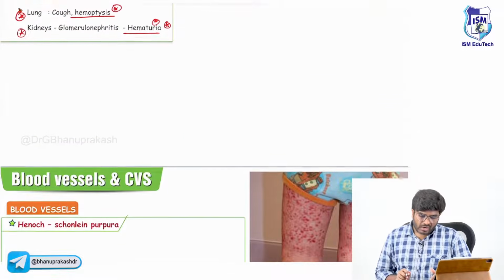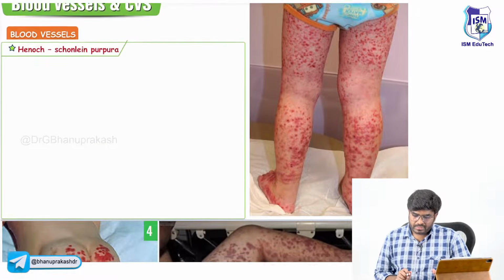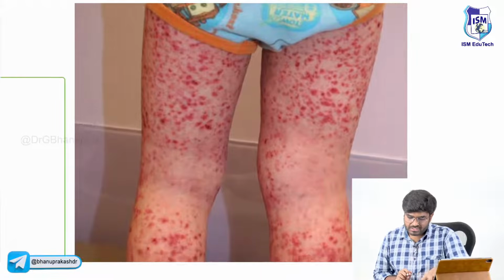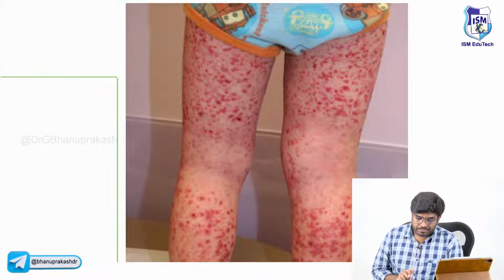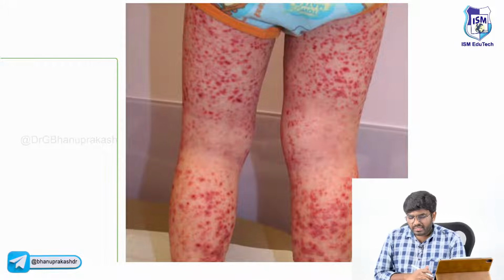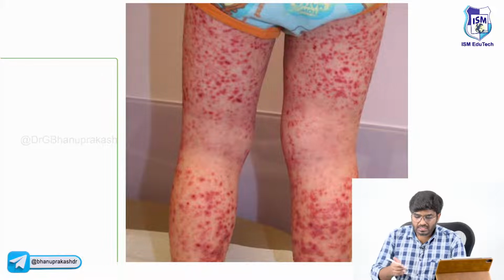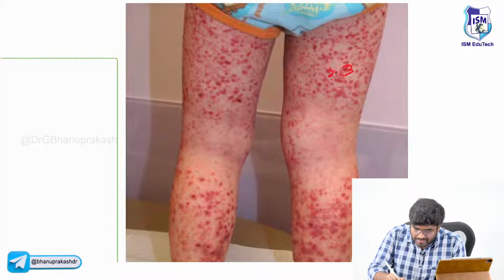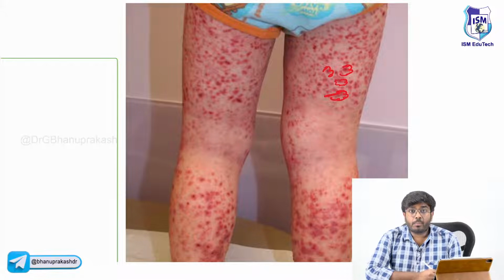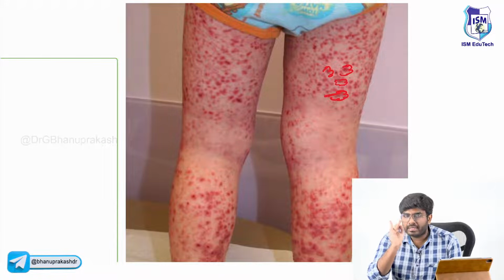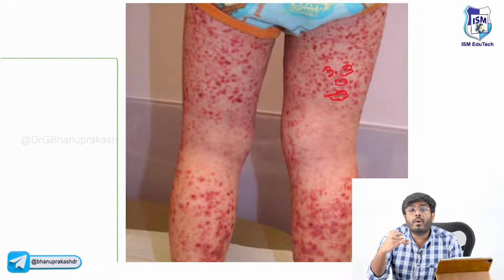Next, look here and tell me what you are looking at. You can very clearly see the purpura. These are the bleeding spots, bleeding into the skin. So these are the purpura. You can palpate them also, because they are a little elevated. They are the palpable purpura.